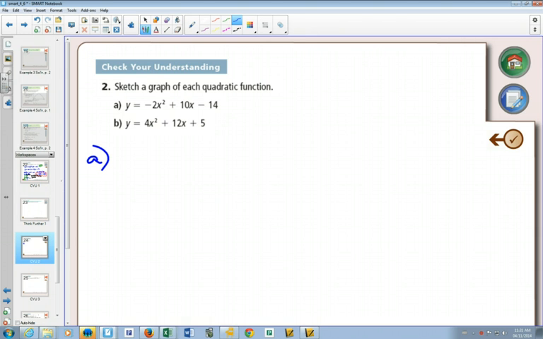I don't know. Factor out the negative 2. That leaves you with x squared minus 5x plus 7. Notice in the factored form, you take the minus 2 out of all of them, whereas when we were completing the square, you just take the a value out of the first 2.